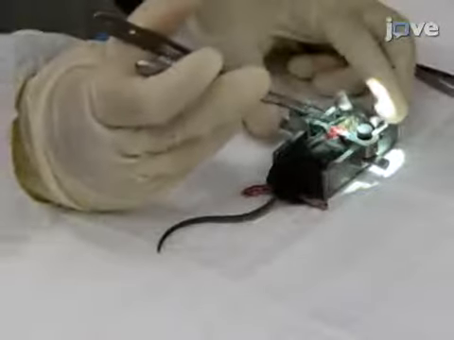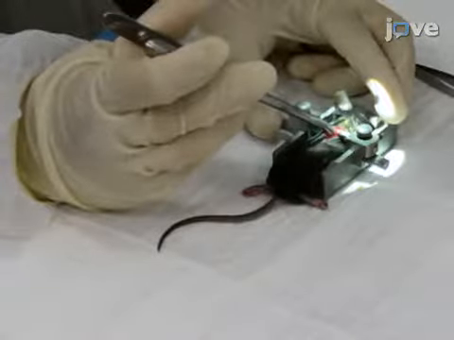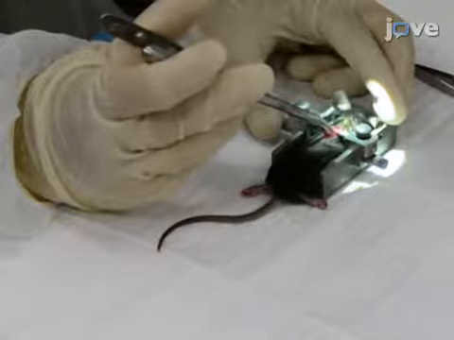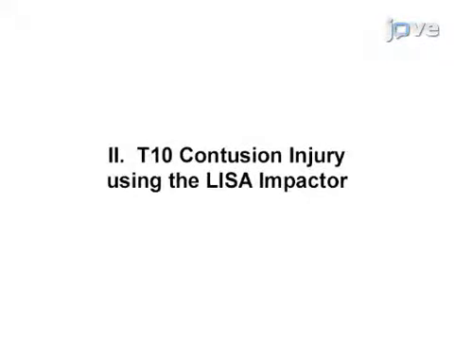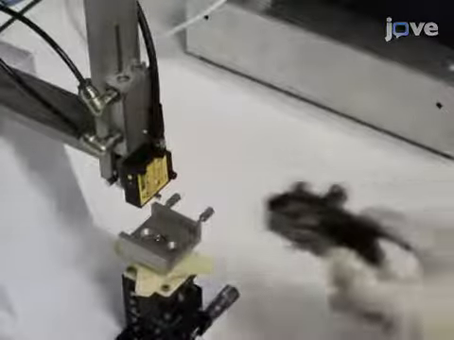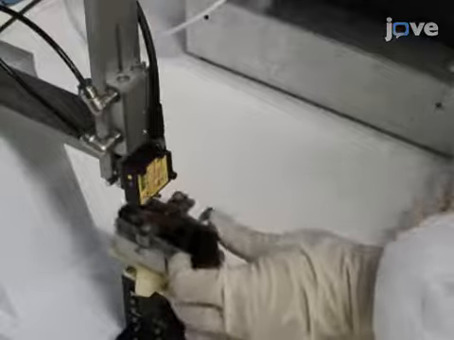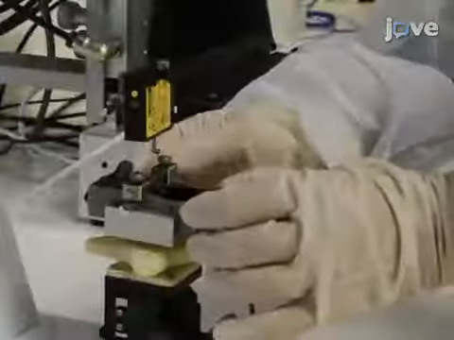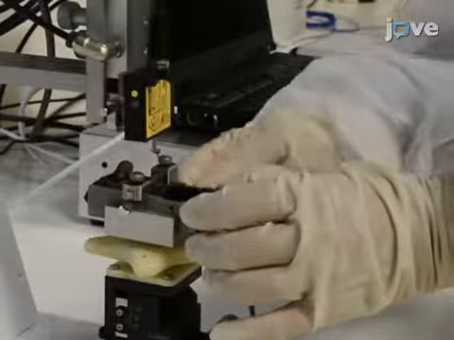Use a micro rongeur to remove the T10 spinous process and lamina that exposes the dura mater overlying the spinal cord. Place the U-shaped container with the mouse on the stage of the impactor and fix the stage in place by tightening the thumb screws of the mount.